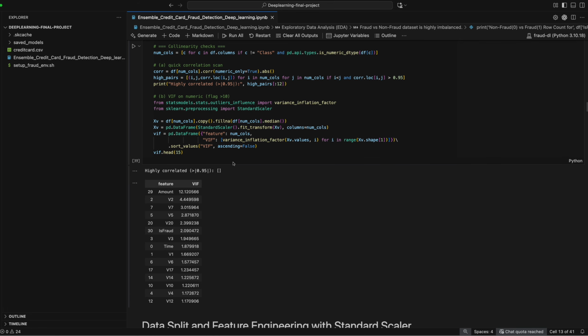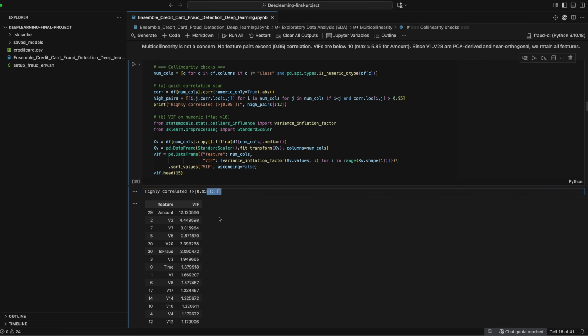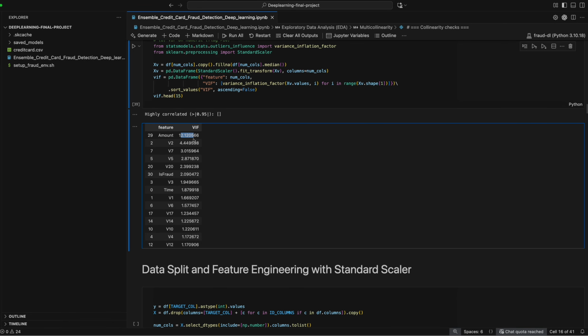In terms of collinearity, there are no features which are highly correlated, so we are good. For the VIF, the score is still fine. The amount looks a little bit higher, but we are still fine because amount is super important for us to have.